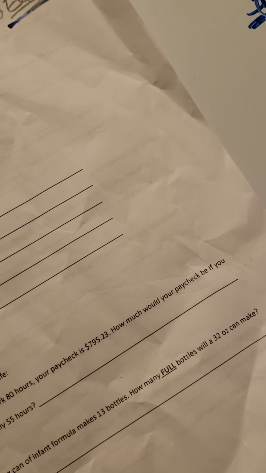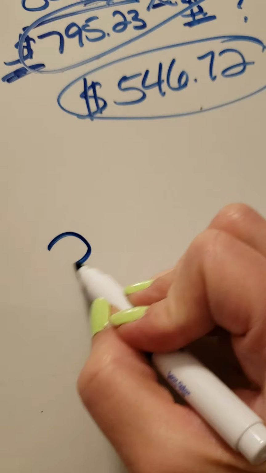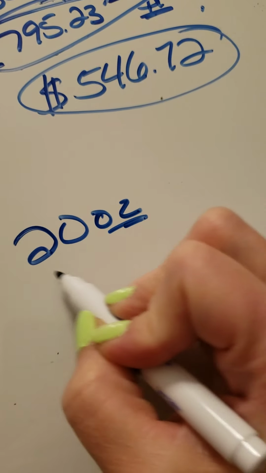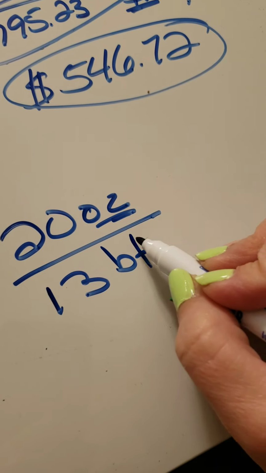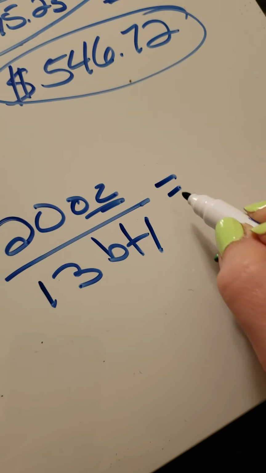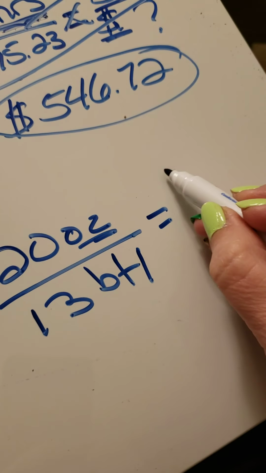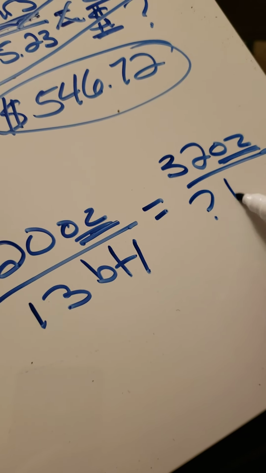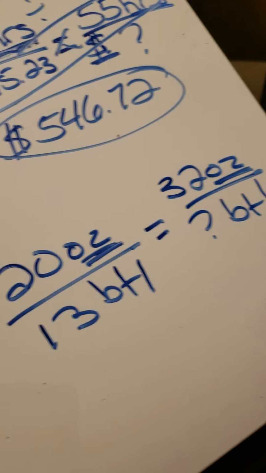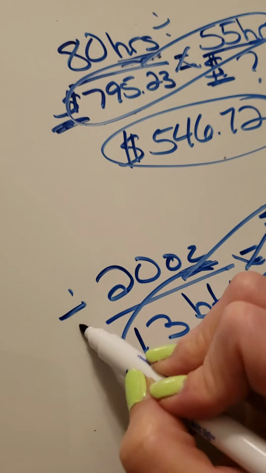Next question says, a 20-ounce can of infant formula makes 13 bottles. How many full bottles will a 32-ounce can make? Well, let's set it up again. Okay, so I'm going to do 20 ounces makes 13 bottles. How many full bottles would a 32-ounce can make? So 32 ounces next to ounces, question mark, bottles. Okay. Cross multiply and divide.